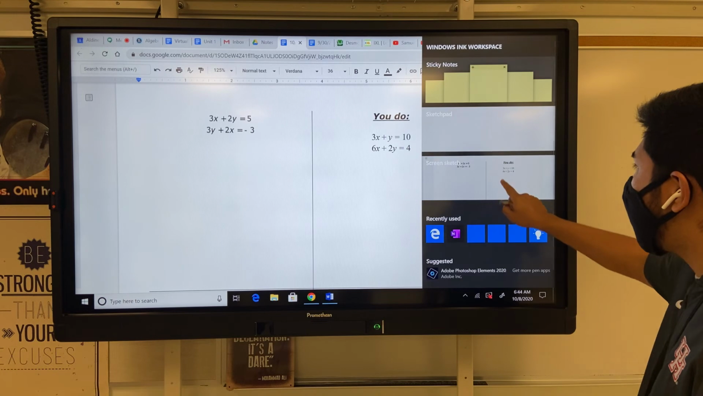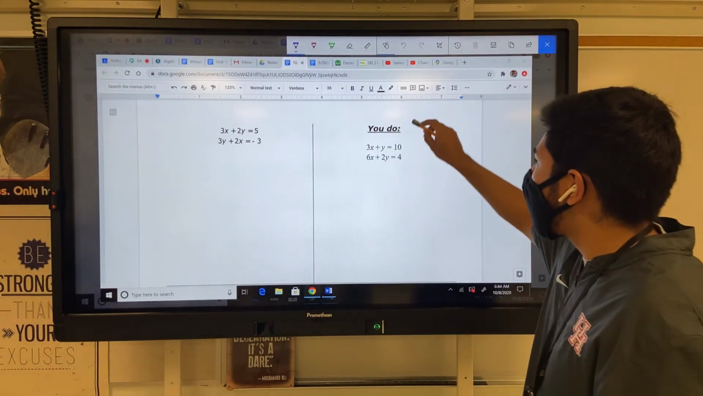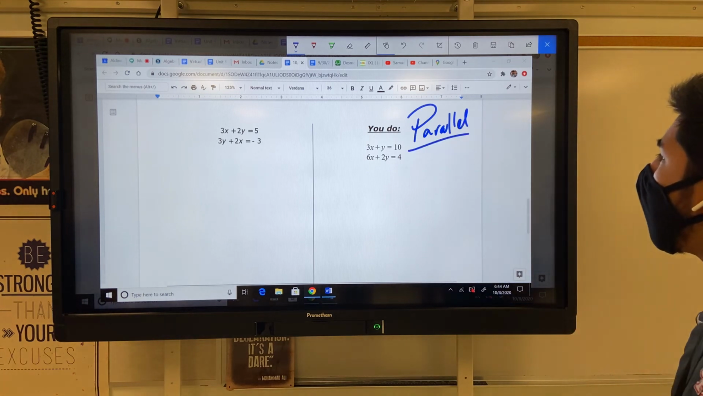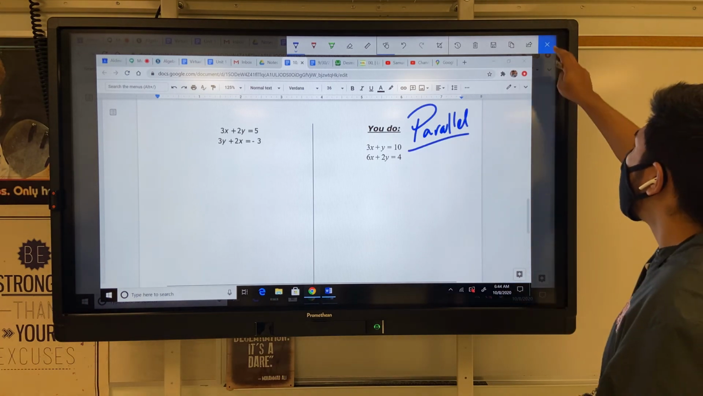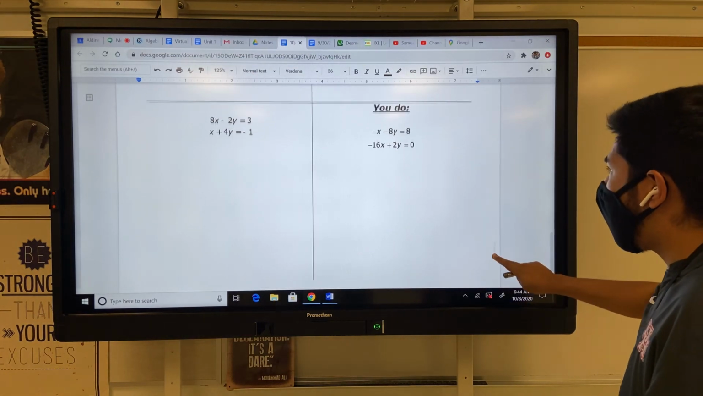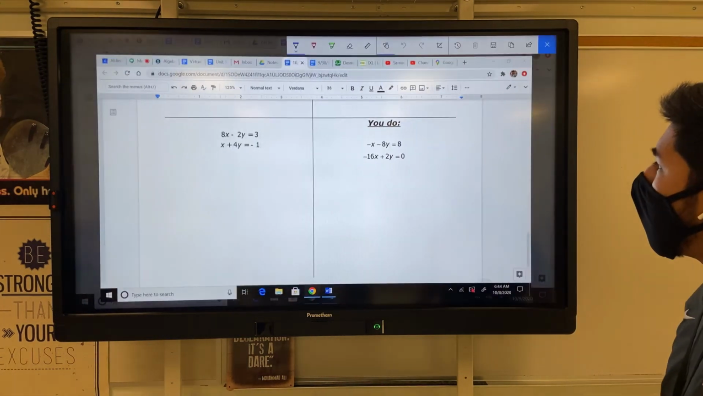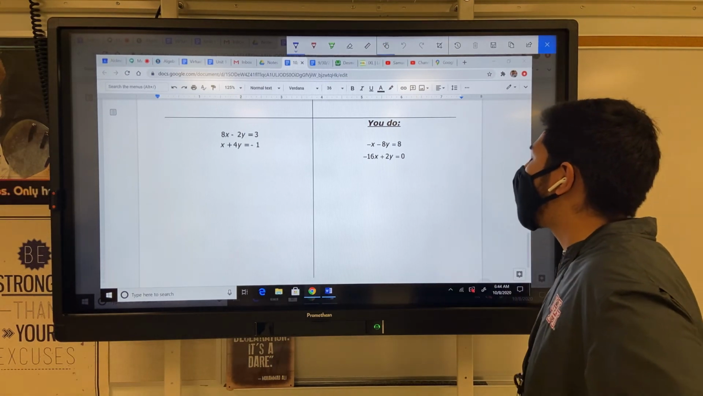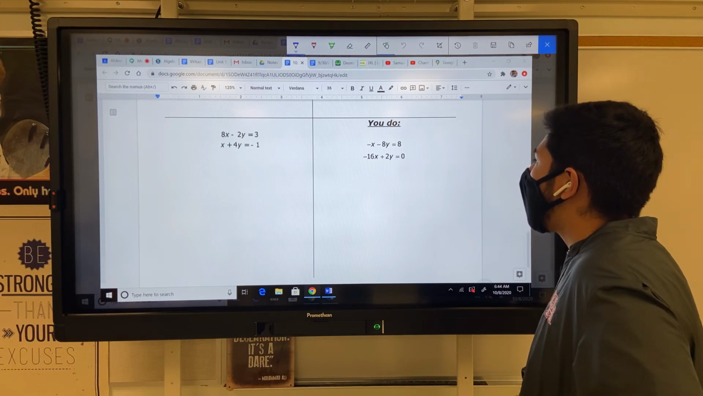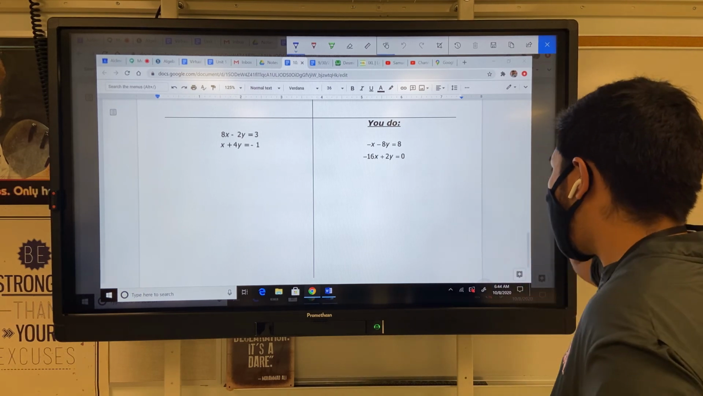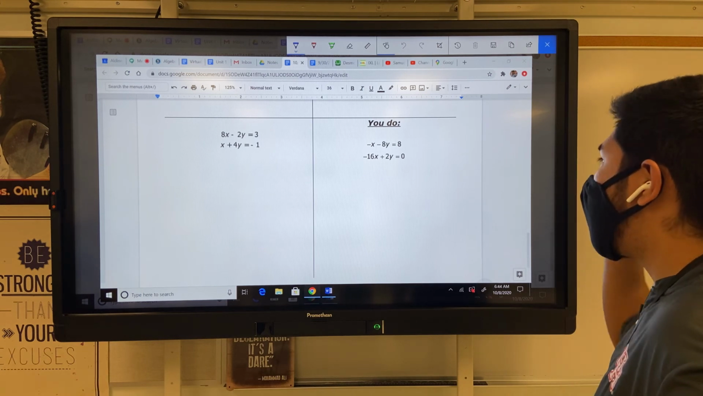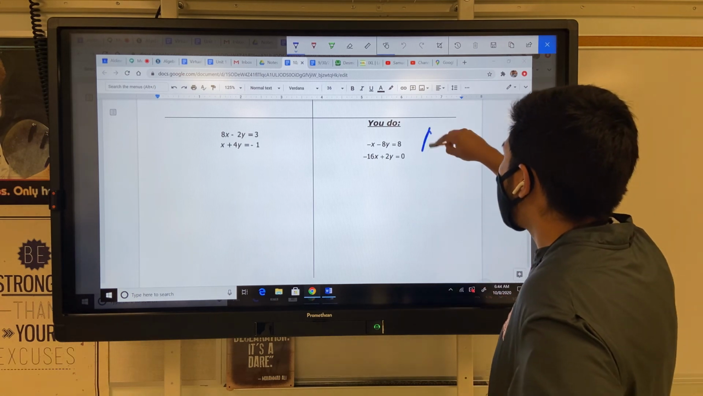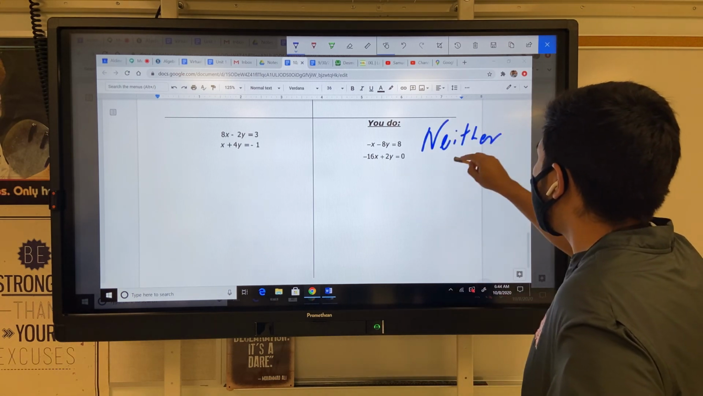Okay. This looks parallel, I think. Yeah. And your second problem looks, not sure. Won't lie to you. Oh, this looks neither. Neither, I think.